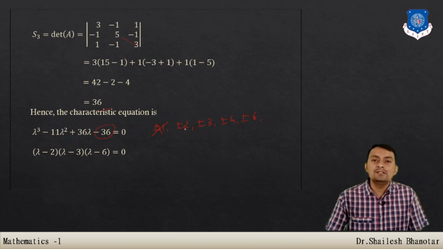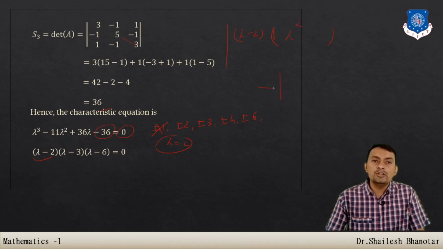What about lambda is equal to 2? If you get lambda is equal to 2 here, and the answer is 0, then we can say lambda minus 2 is one factor. So if lambda minus 2 is one factor, I have to determine the quadratic factor.